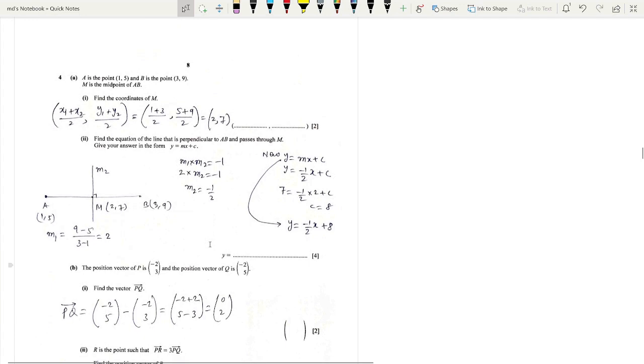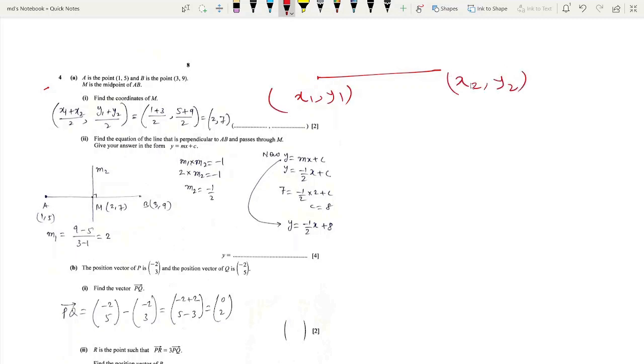Great. Now we will come to question 4. A is the point (1, 5) and B is the point (3, 9). Find the midpoint of AB. That's very simple. When we have this formula, this is (x1, y1) and (x2, y2), and this is A, this is B, and suppose this is M, which is the midpoint. Then it is the average of the x coordinates, x1 plus x2 over 2, and y1 plus y2 over 2, right?